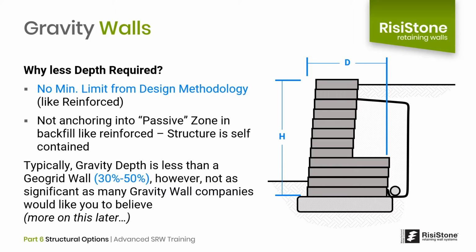As we have noted, the base to height ratio of a gravity wall is between 30 to 50%. However, while the possible range is less than that of a geogrid wall, in most cases, when you account for everything, the difference is not as much as you would think.